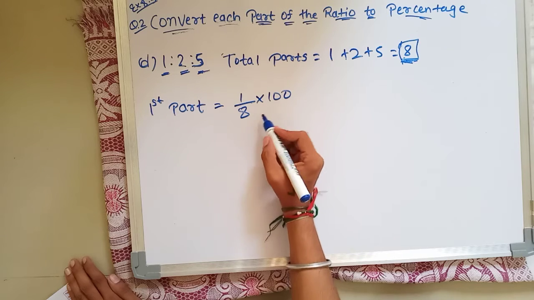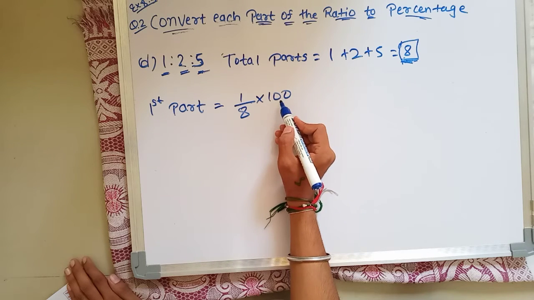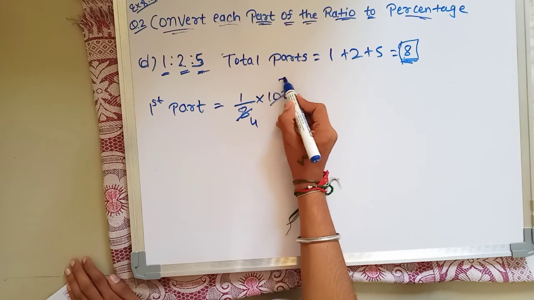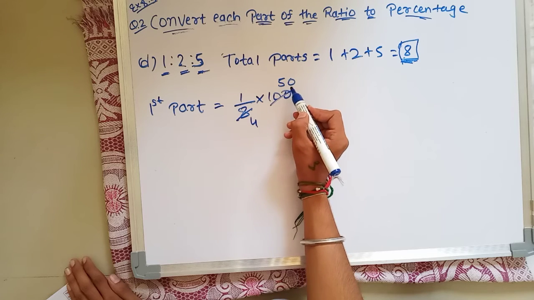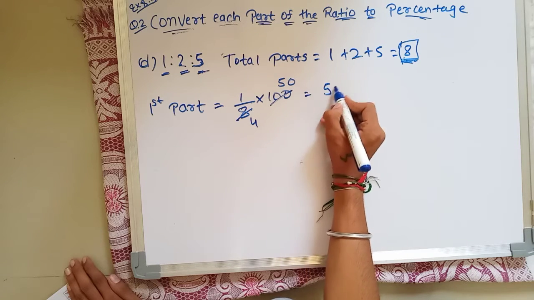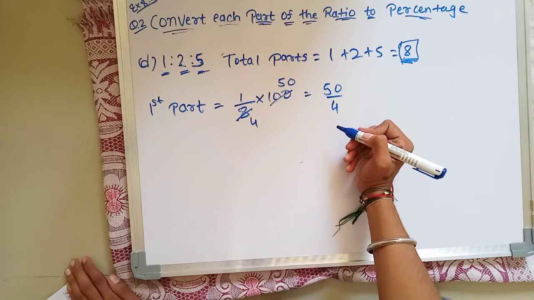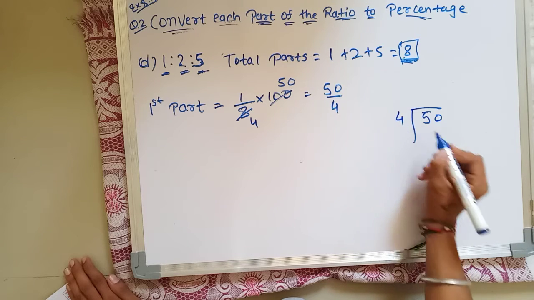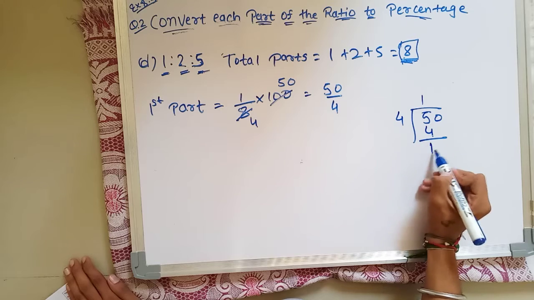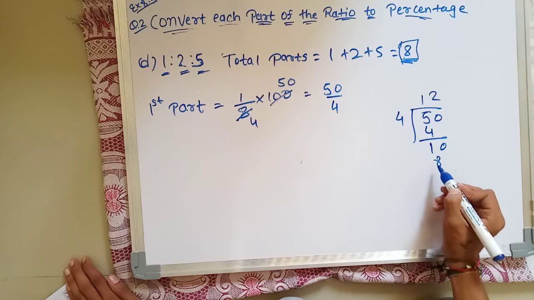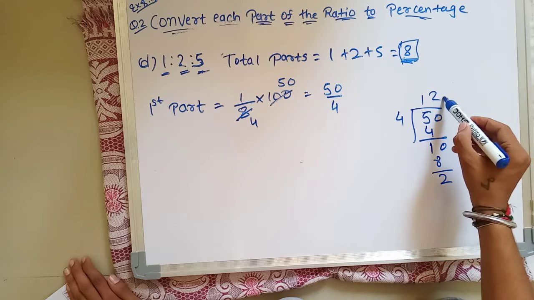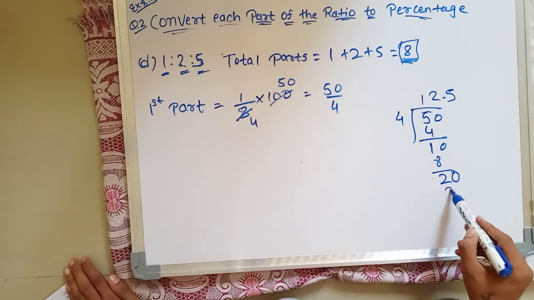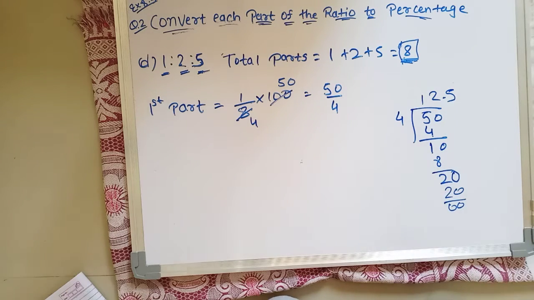Okay. So let's see. This 8 and this 100 are in the table of 2. Okay. So 2 4s are 8, 2 50s are 100. Okay. So let's divide 50 by 4. What is the answer of 50 divided by 4? Let's check it here. Okay. 4 1s are 4. 10. 4 2s are 8. 2. So we put a point here. Because of the point we have to put 0 here. 4 5s are 20. So the answer is 12.5%.